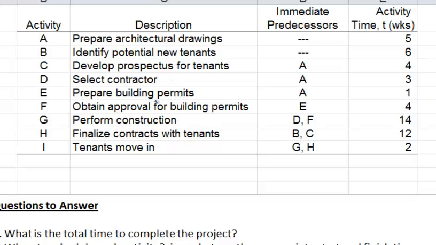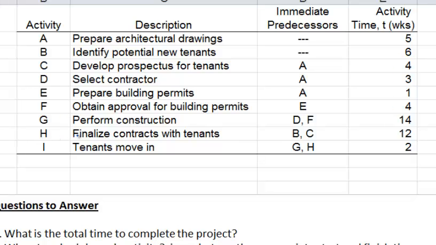Also, to prepare building permits, you need to include the drawing in the permit application. Now activity F, obtain approval for building permits. To do that, you need to have the permit application, so the predecessor, of course, is E. And to perform the construction, we need to have D and F finished, that is, select the contractor, the person who's going to perform the construction, and you also need to have the approval to do the construction. So D and F are the predecessors for G.